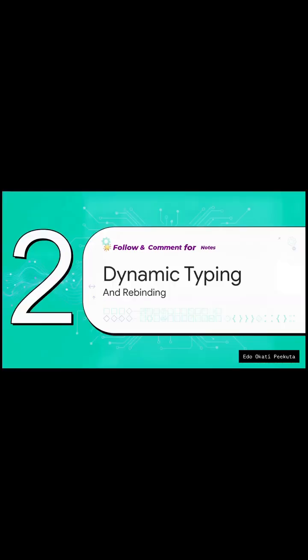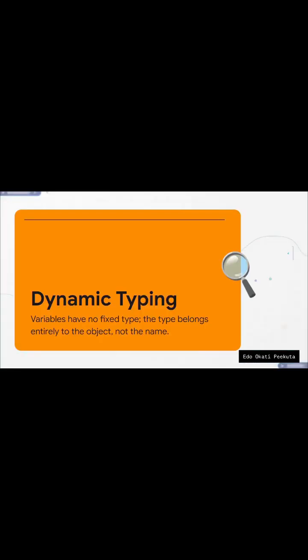Moving right along to section 2, dynamic typing and rebinding. So what happens when we start messing with our code on the fly? Well, the reality of dynamic typing is that because variables are basically just sticky notes pointing to objects, the variables themselves literally do not have fixed types. The type, whether that's an integer, a string, or a boolean, belongs entirely to the object in memory, not the name. Think about that animated arrow again.